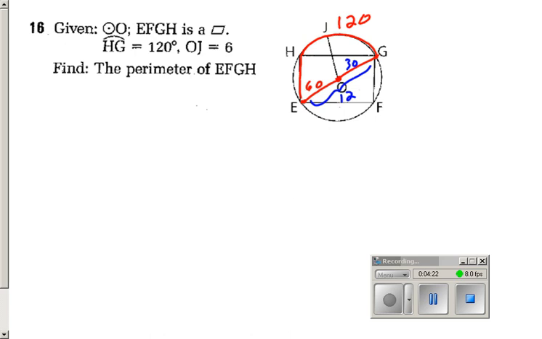So now there's a 30, it's a 30, 60, 90. And if you're watching this, somebody just came into the room and freaked me out.